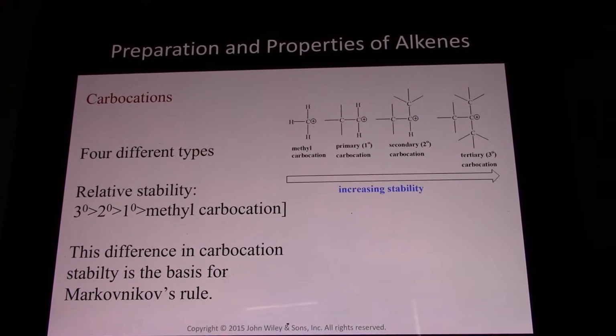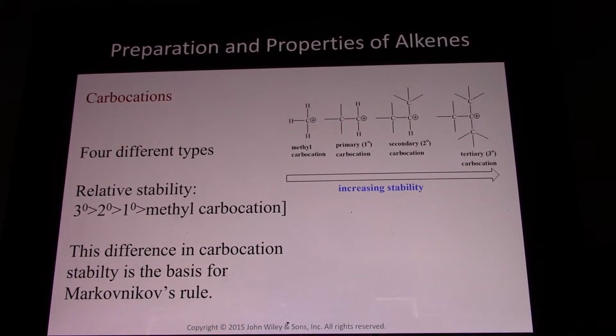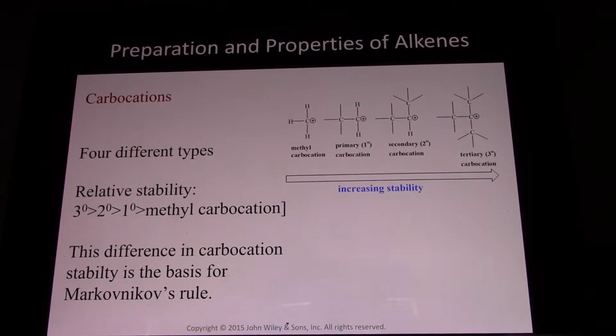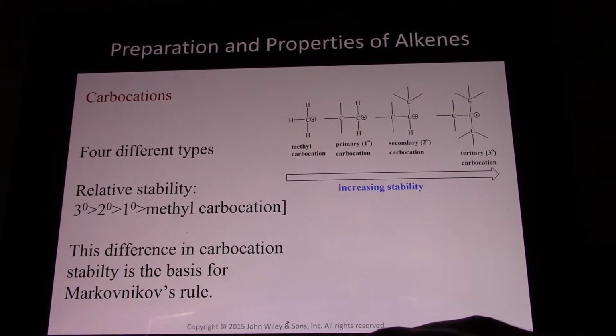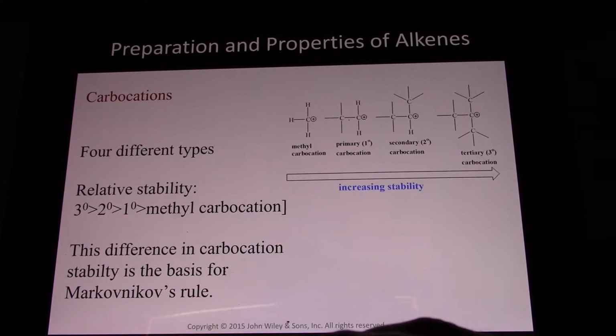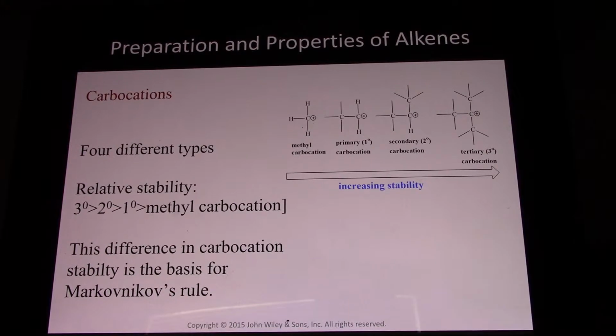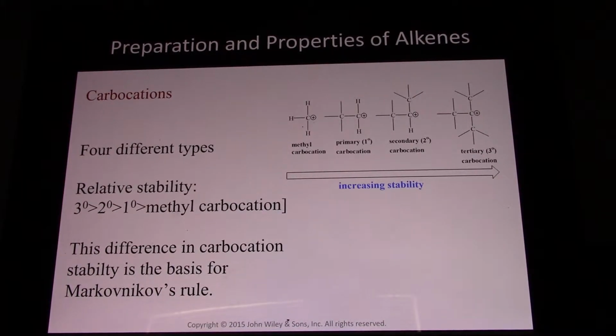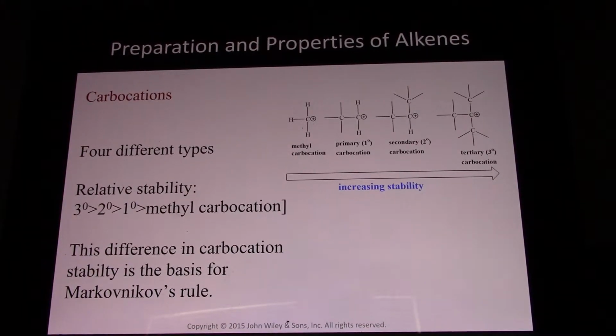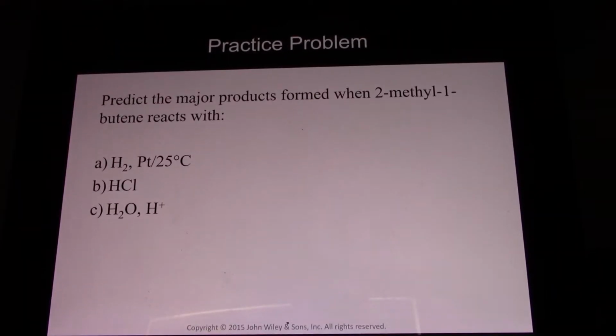So again, with carbocations, tertiary is the most stable. That is the most favored. Secondary is somewhat stable, but will form way more often than primary, which is not stable at all. And then methyl is extremely unstable. So the difference in carbocation stability is the basis for Markovnikov's rule.